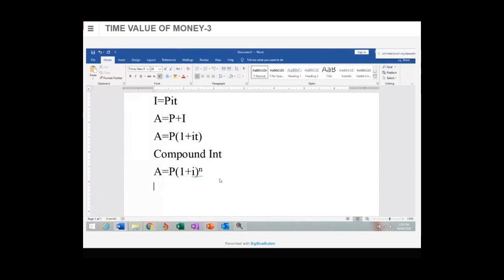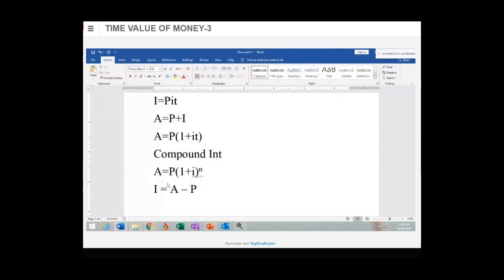Yes, A minus P. From that above formula, A is equal to P plus I, you get I is equal to A minus P. Yes, correct. That formula is correct. Let me type that also. I is equal to A minus P. But now I don't want this formula. I want the formula in the form of raised to n.